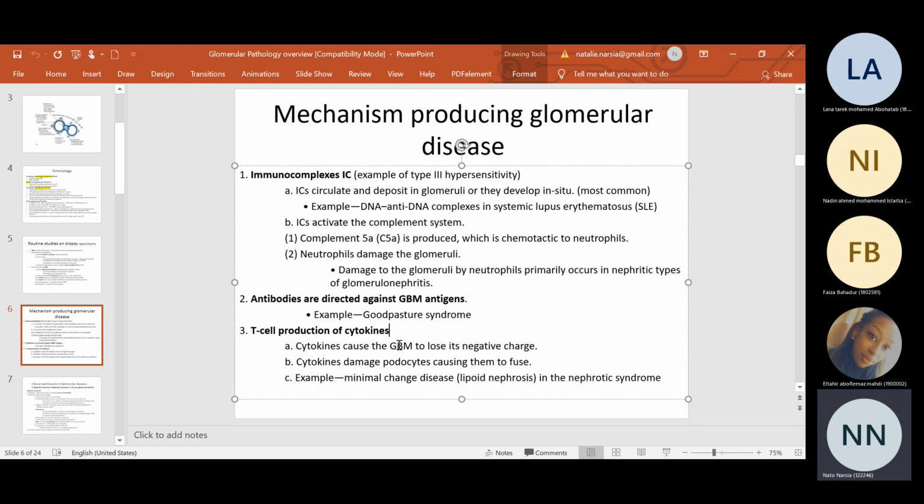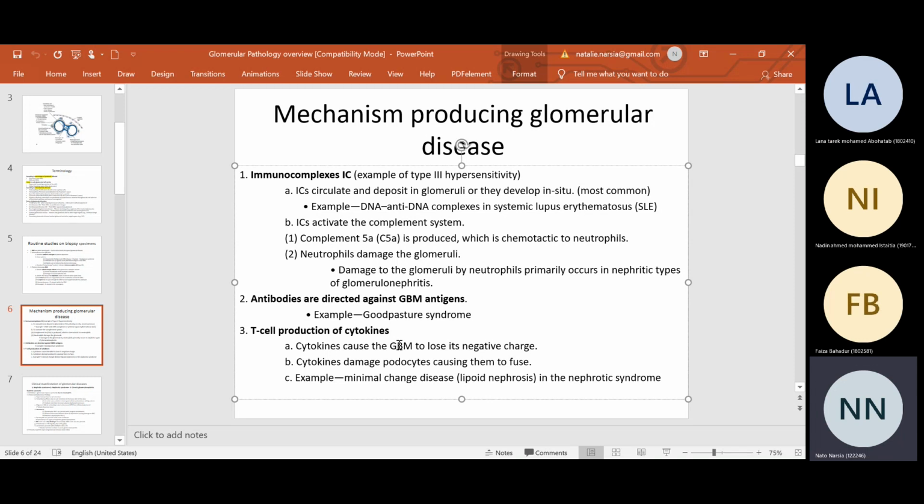For example, one will be minimal change disease. Okay, but when I'm saying T cell production of cytokines, you should think here about Hodgkin lymphoma. Hodgkin lymphoma is a disease where you have these lymphocytes, the T cell lymphocytes, and we have these tumor cells, Reed-Sternberg cells, you remember, and Reed-Sternberg cells are malignant cells which produce a huge amount of cytokines, and these cytokines actually lead to damage of the podocytes, and finally will lead to loss of podocytes and protein loss. Minimal change disease is the example.